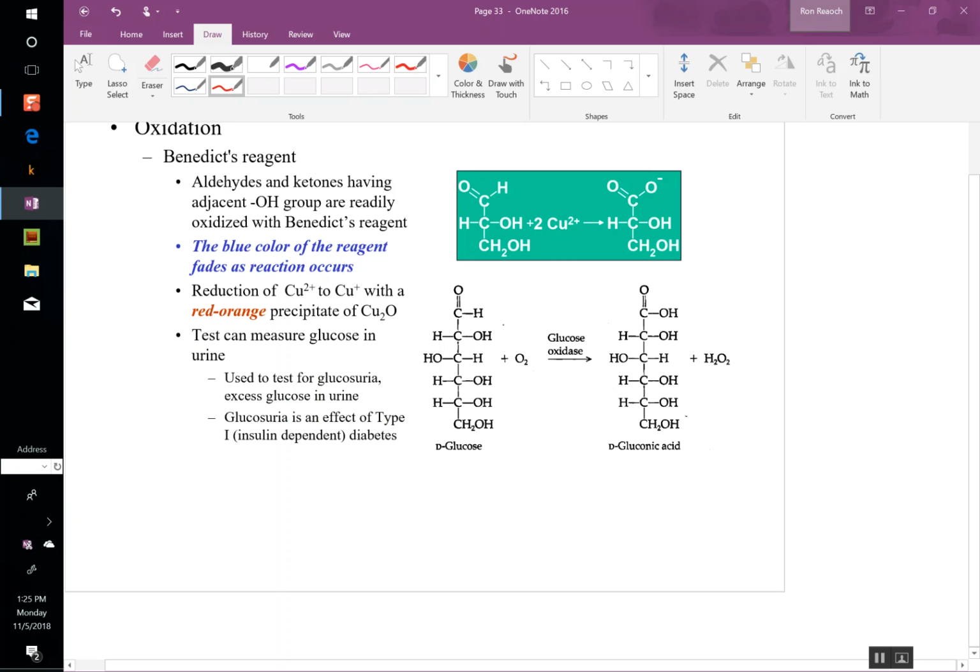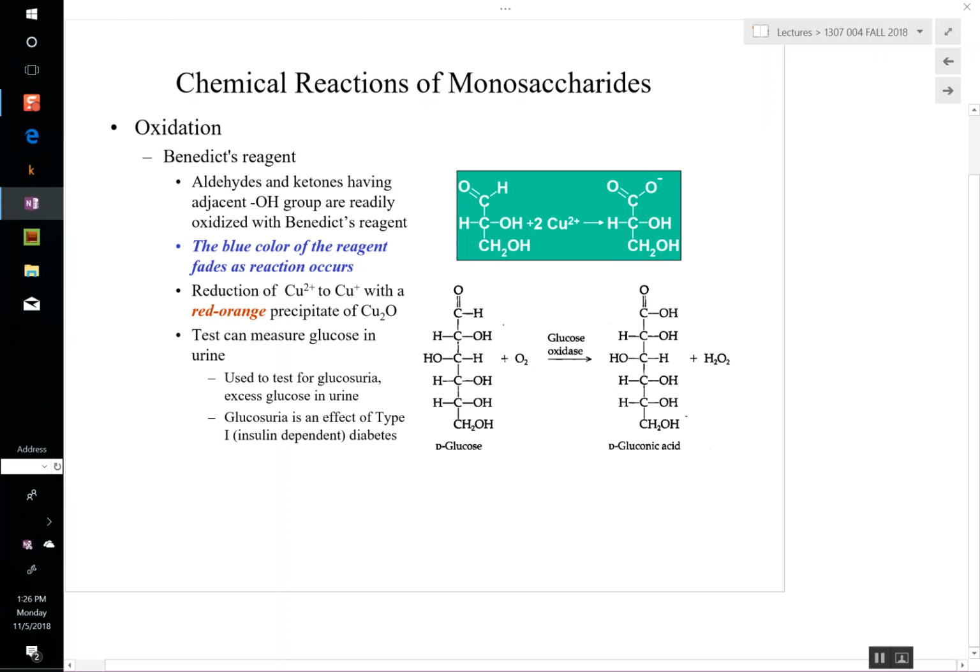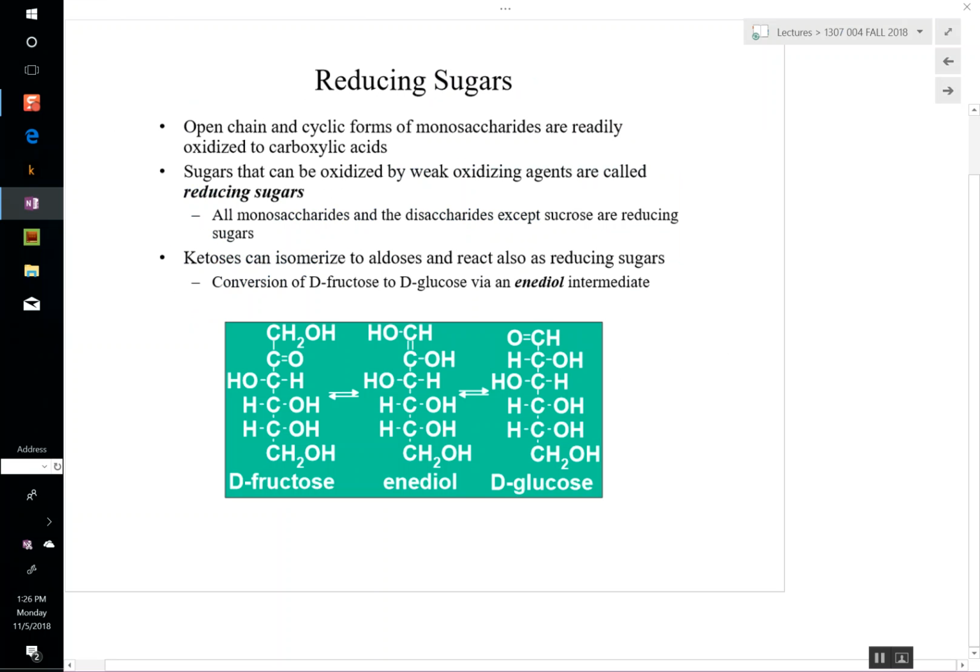So even glyceraldehyde, boy, oh man, that's beautiful. We should try that in the lab. I don't know if we have glyceraldehyde. Probably do. But that would be another one that would give us a positive Benedict's test.